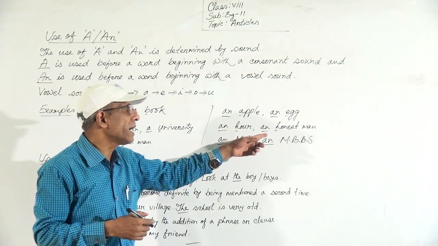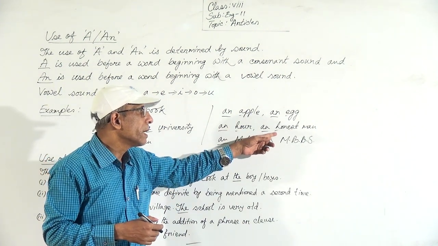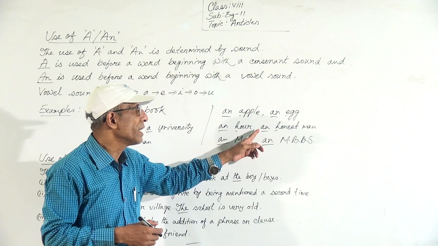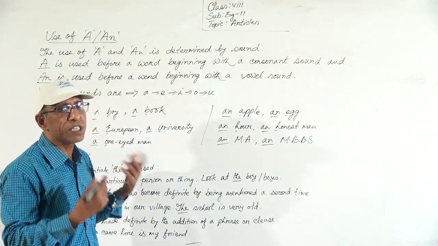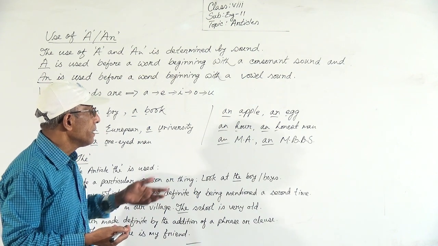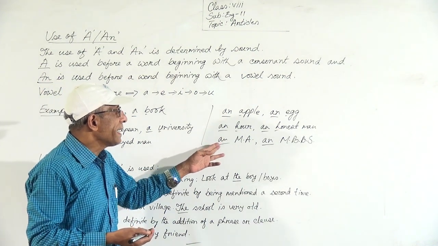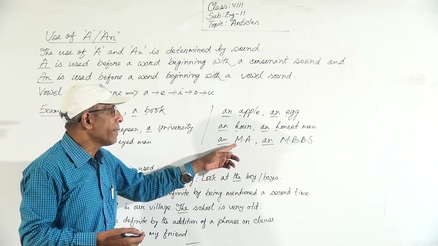As H is silent here, so this is a vowel sound. And you have to use AN before honest man. You have to say an honest man. Okay. Then MN. You also see M.